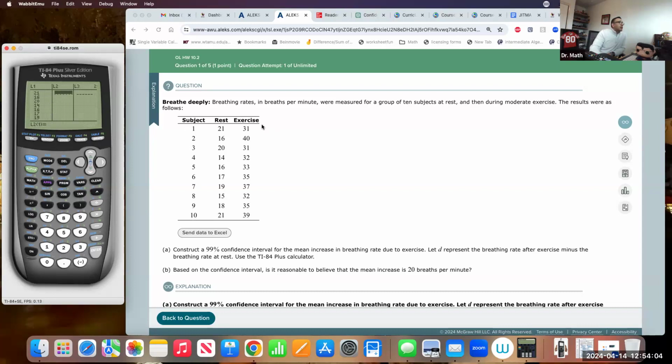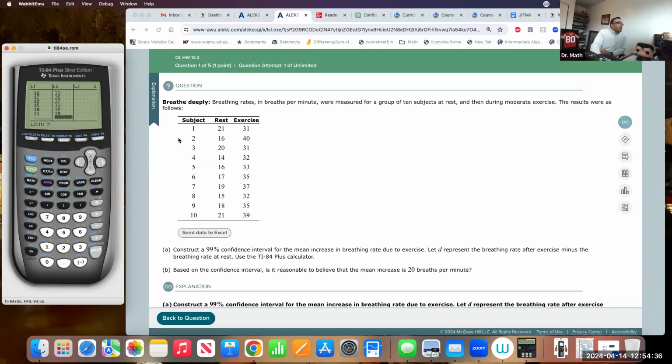Now let's put in the exercise. Notice I'm putting it in L2, but you can put it wherever you want. 31, 40, 31, 32, 33, 35, 37, 32, 35, 39. Notice you're getting the same number of values for each list, so the sample size is the same. If not, you're going to get an error, which means you forgot one.